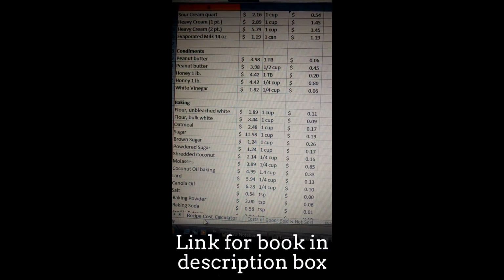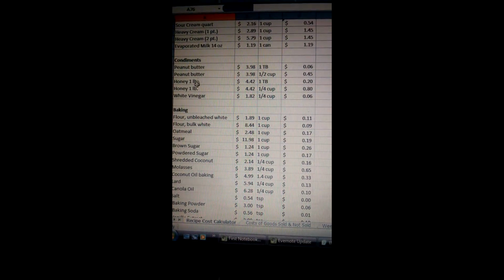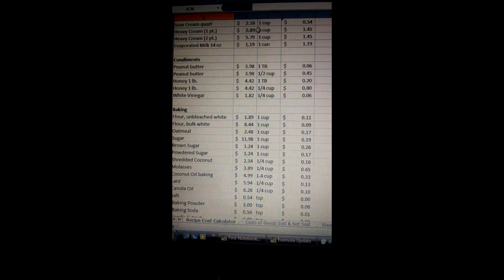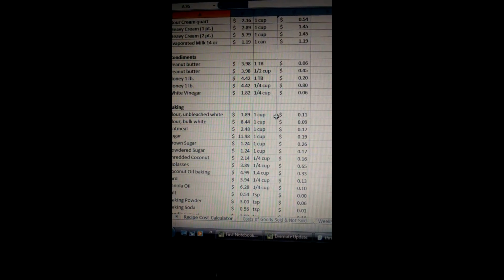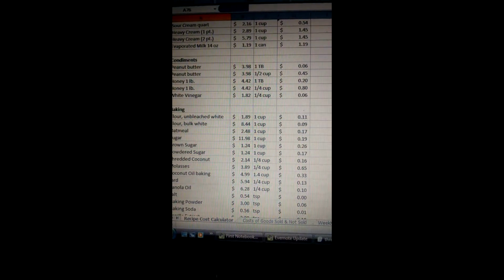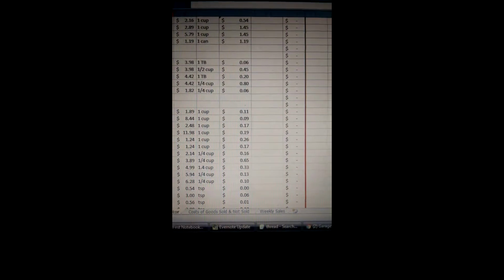But this first one here is the recipe cost calculator. I've written down all of my ingredients, the total cost, and then the cost per measurement. So here we have flour, and I know that 1 cup of flour costs 11 cents. You'll punch in right here how many cups of flour you use. So say I use 6 cups of flour, and it'll calculate the total flour.